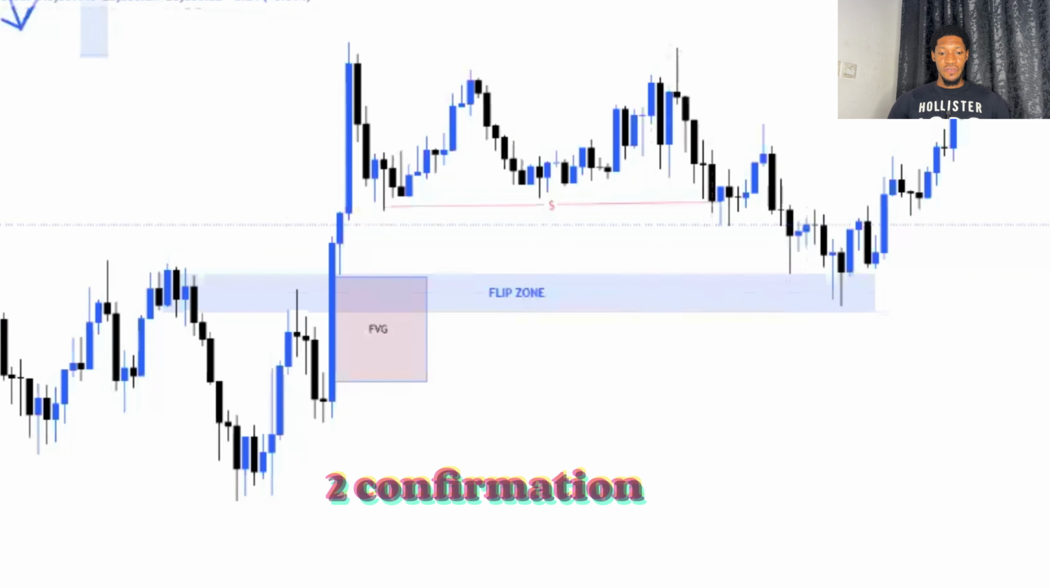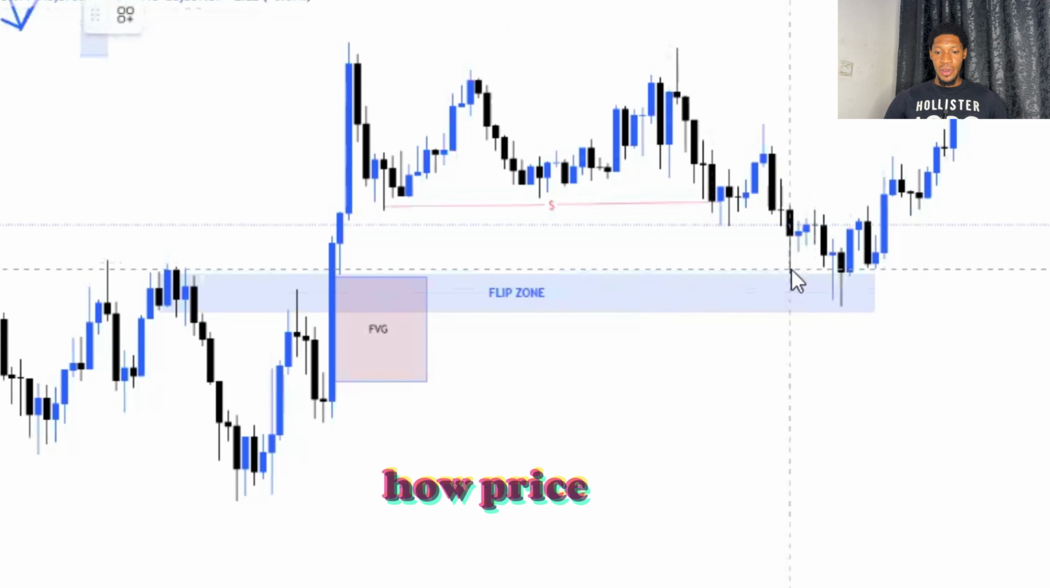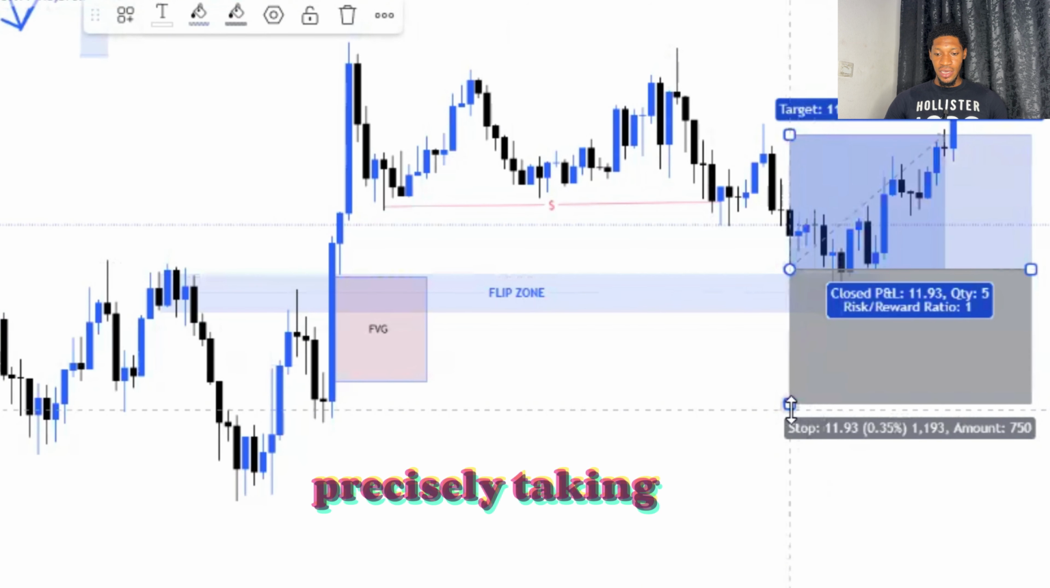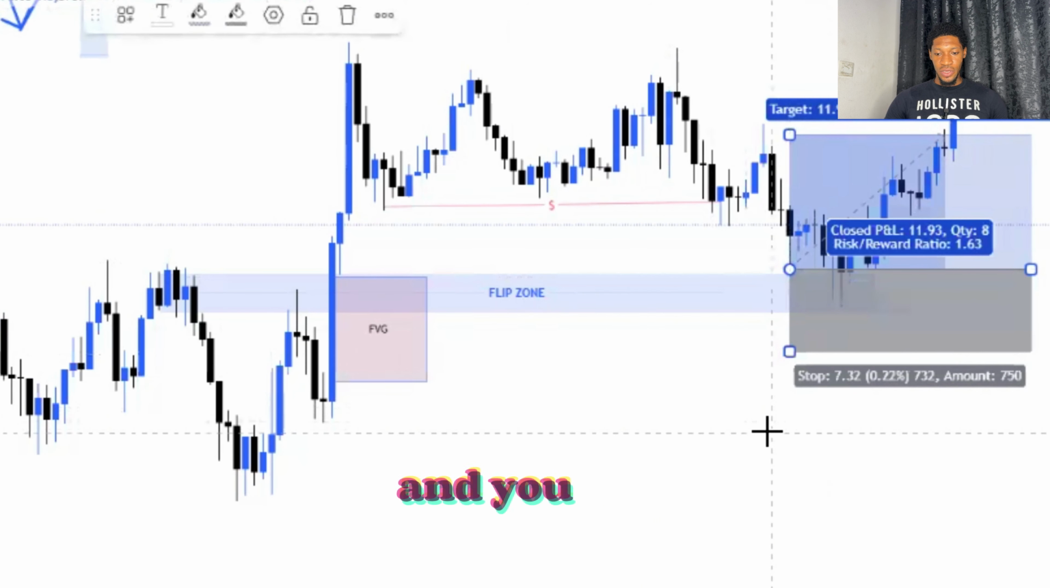You can see that the two confirmations are intact, and you can see how price came back here precisely. Take in your orders and you can set your stop loss to whatsoever fits your trading style. Like me, I do 70 pips, I do 80 pips. You can do 120 pips, you can do 200 pips based on how you're trading, okay?